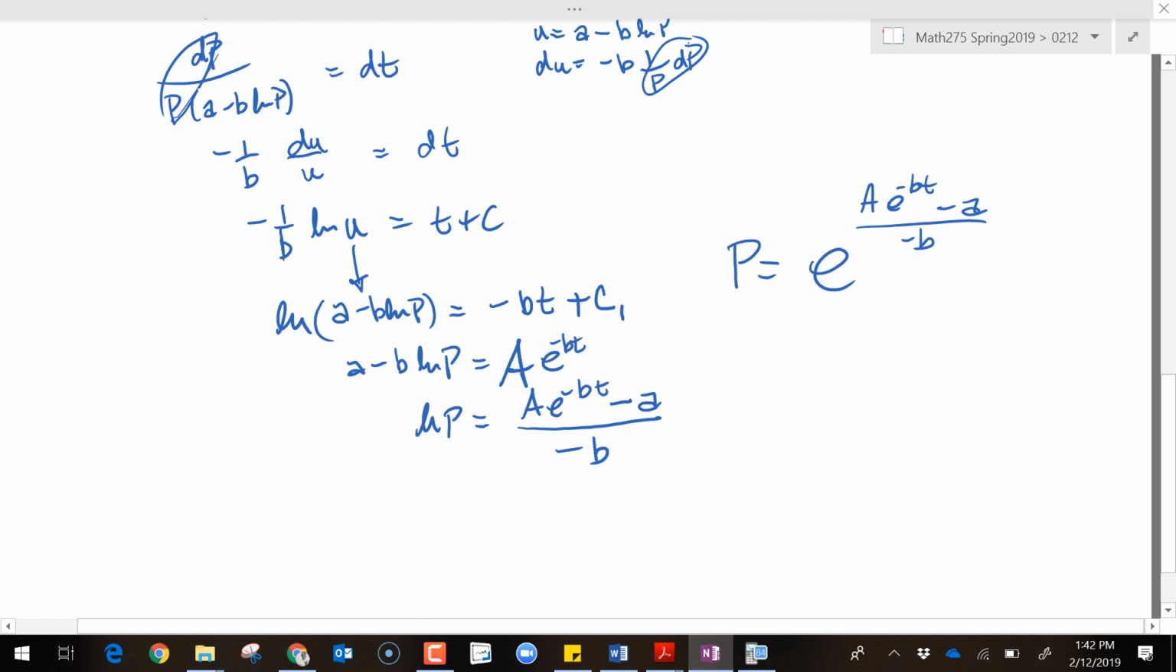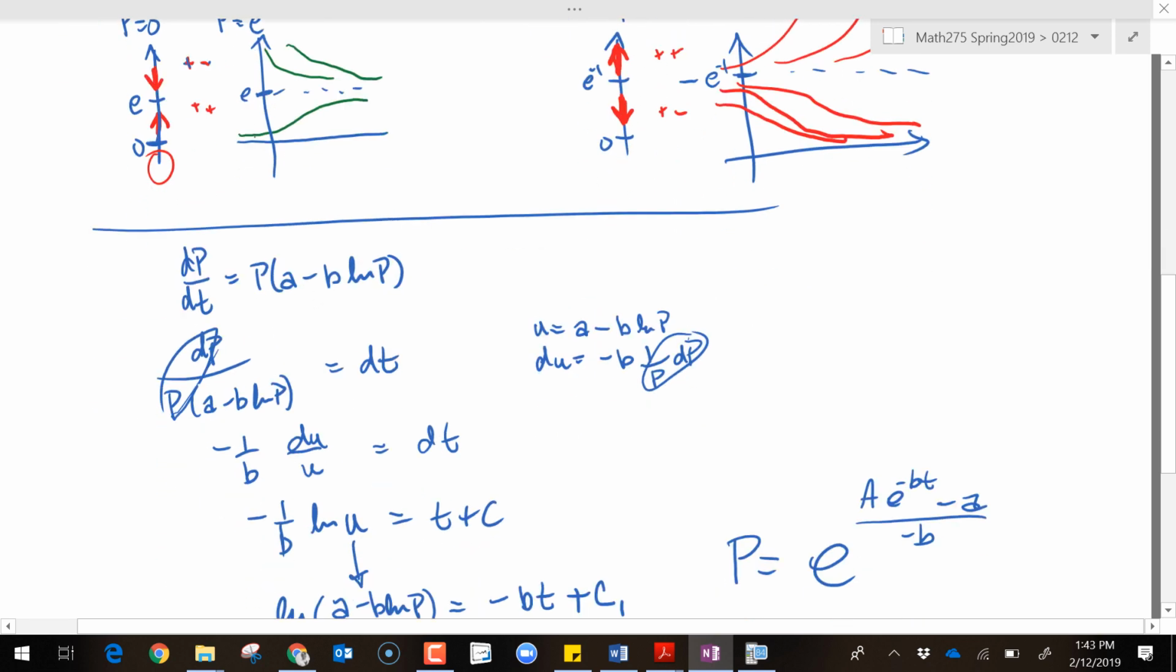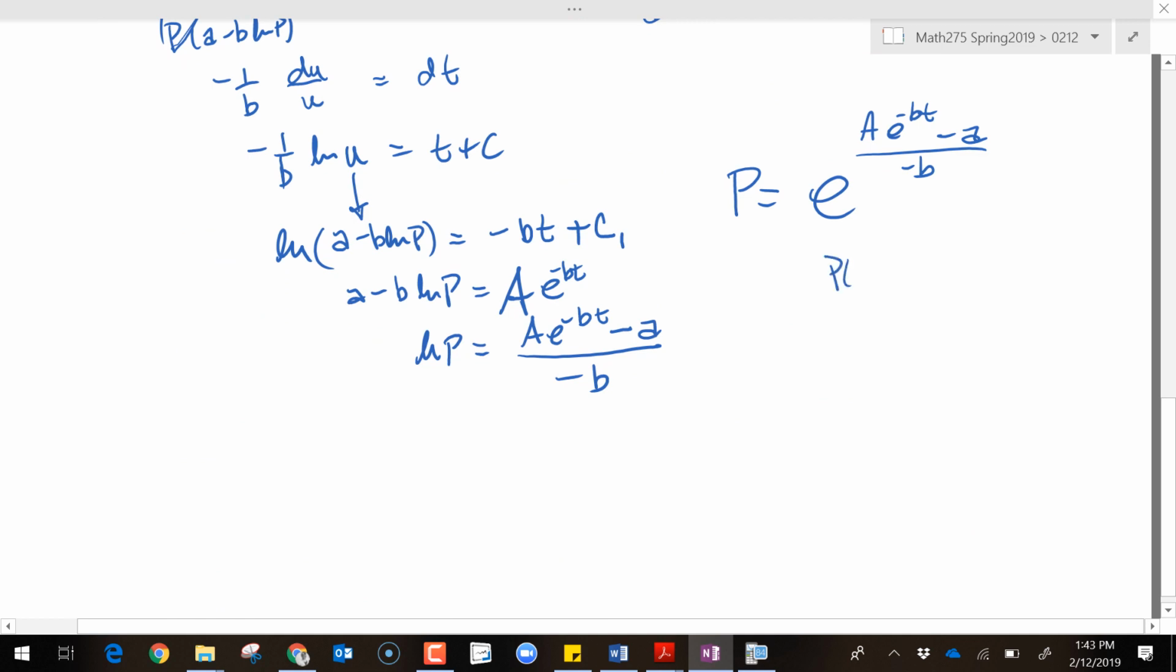Holy cow. I suppose you can fiddle with this a little bit more. Oh, we didn't put in our initial value. P of 0 is equal to P sub 0. So we'll put P naught is equal to e to the A times e to the 0 minus a divided by negative b. And let's solve for A.